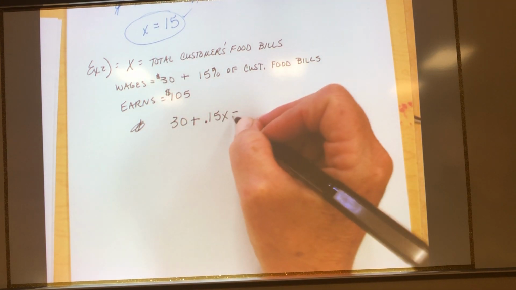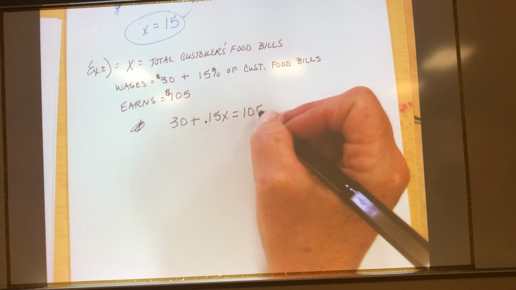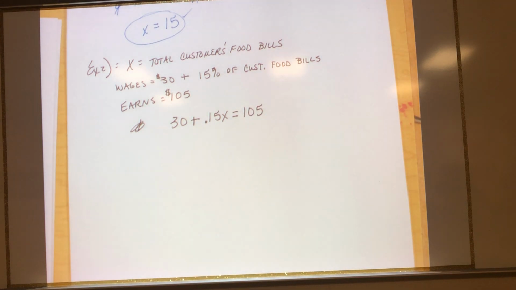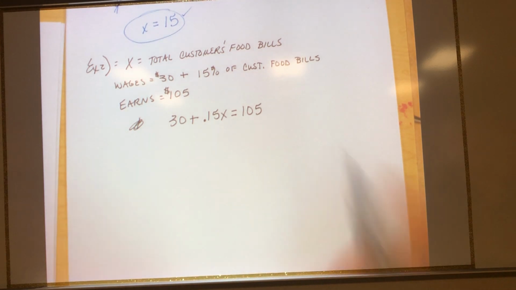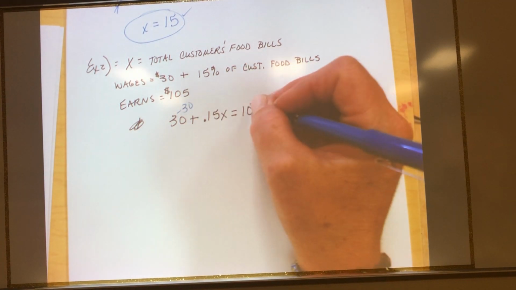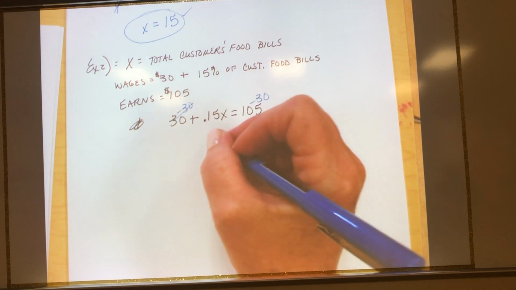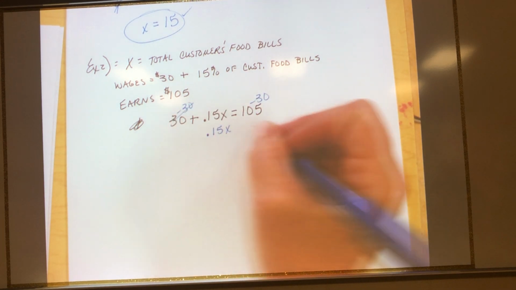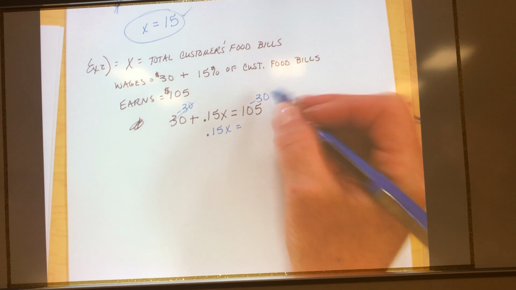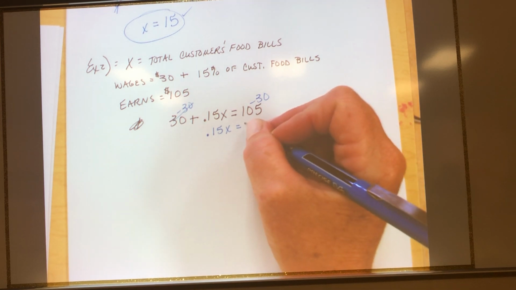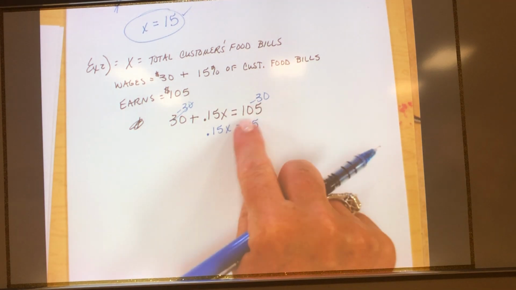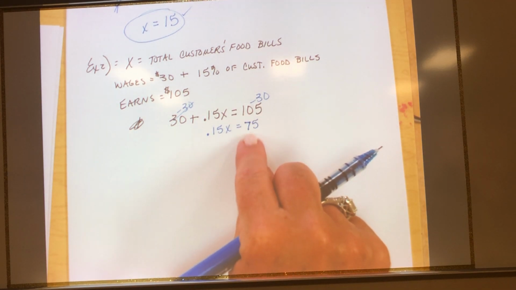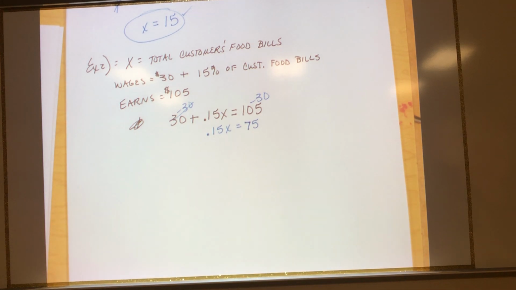And that is how much I will make, $105. Okay, are you with me? Yes, sir. Tell me what to do. Minus 30. Math. We're going to math that. 0.15x is equal to what's 105 minus 30? 75. What do you have to add to 3 to get a 10? Actually, 7. So, you with me? Yes. Now what do I do?